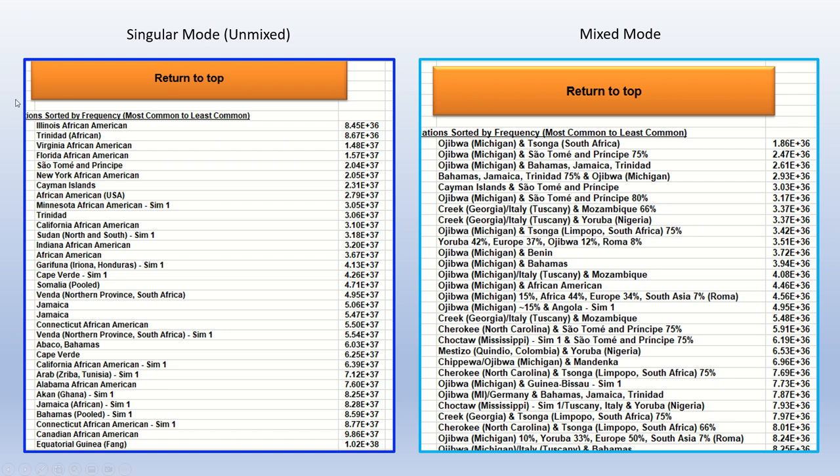So you know that the Illinois African American people, they're going to have a Native American feature to their admixture, to their ancestry, as are the people from Trinidad. The Virginia African Americans do as well, have a Native American component. Pretty much all of these top populations are going to have a Native American component to them. Jessica's father is known to be Jamaican, and her mother is African American. So you can see those results represented in both the singular mode and mixed mode lists.